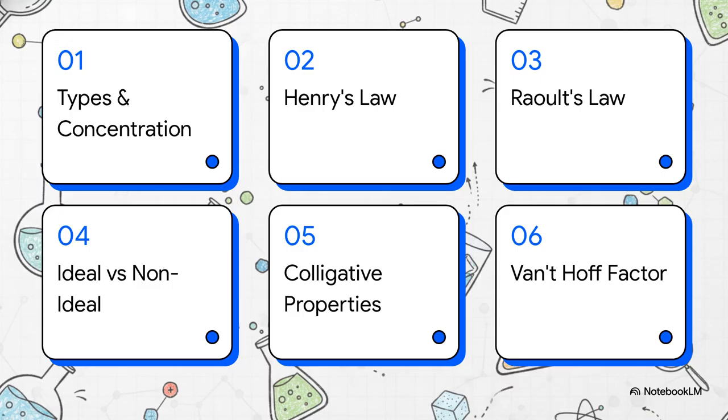All right, here is our mental roadmap for this explainer. First up, types and concentration units. 2, Henry's Law in action. 3, Raoult's Law and vapor pressure. 4, ideal versus non-ideal solutions. 5, the 4 colligative properties. And finally, number 6, the Van Hoff factor. Let's get right into it.